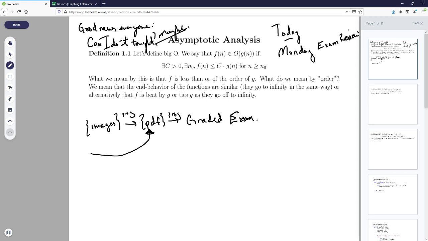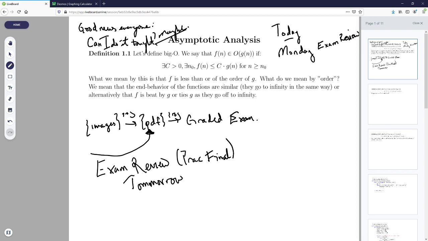So I'm going to try to get out an exam review, like a practice. Really what I mean is a practice final. I'm going to try to get that out, let's just say tomorrow sometime, because it depends on what I talk about today and exactly how everything goes. I might throw on a question about big O, big omega, big theta, that kind of stuff.